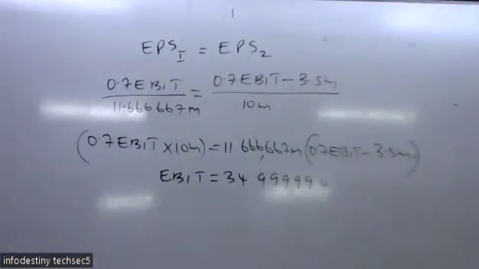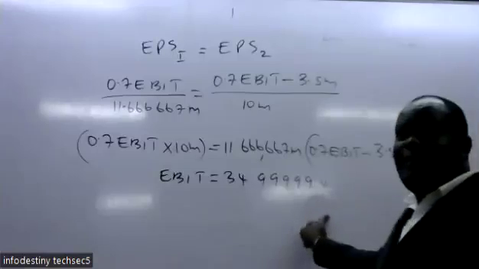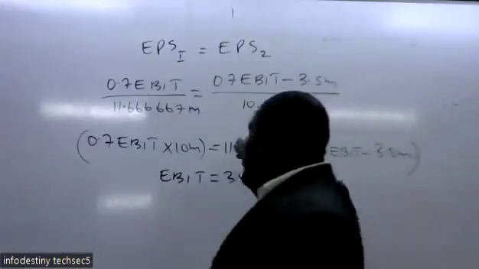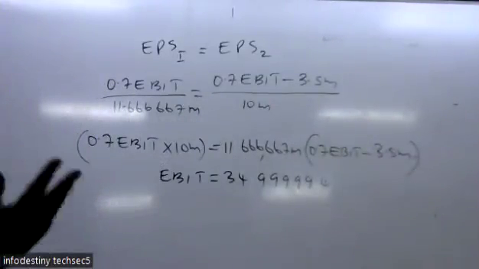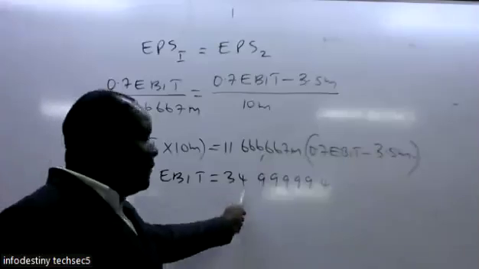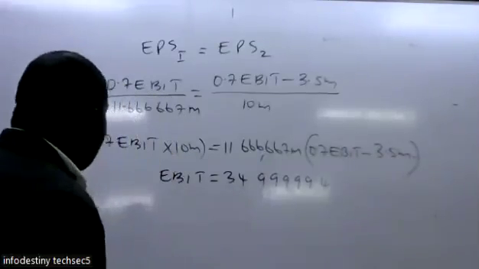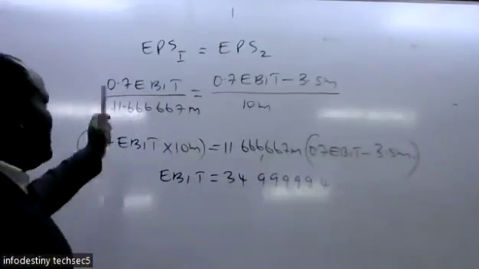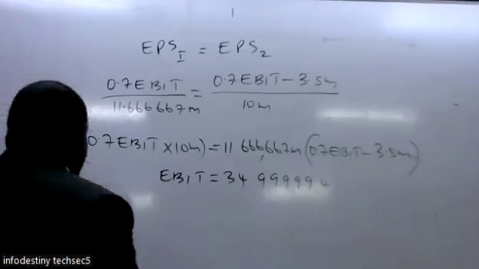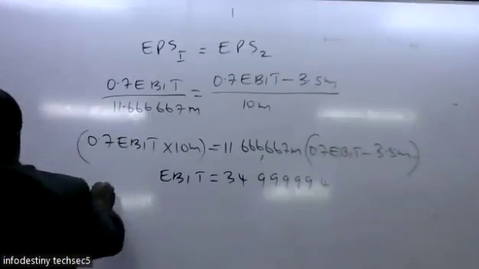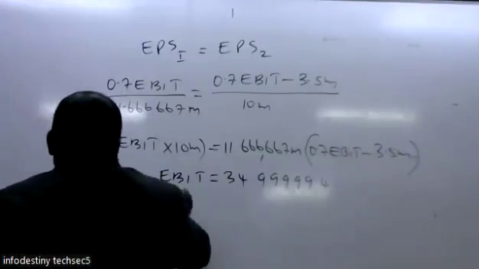So we are getting 34,999,994 dollars. So we want to confirm now using these two formulas whether they will give you the same earning per share. So the question only required this. But I see sometimes they ask you to calculate earning per share and earnings before interest and tax at the point of indifference. So for option one, earning per share for option one, it is 0.7.